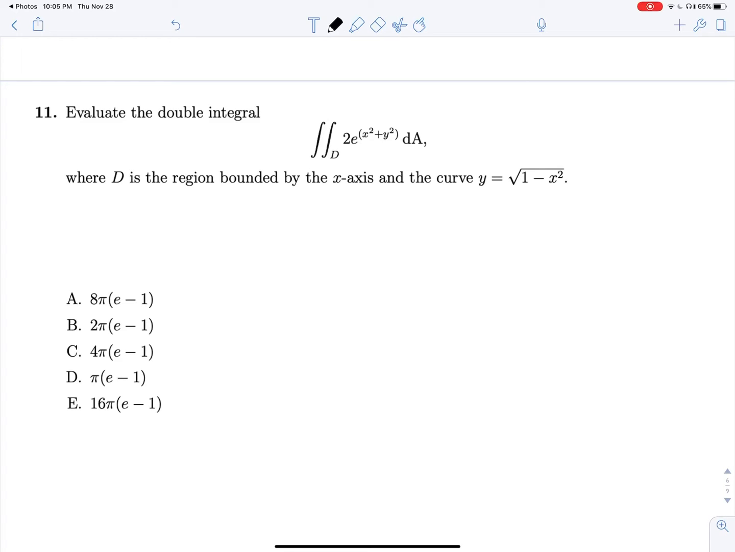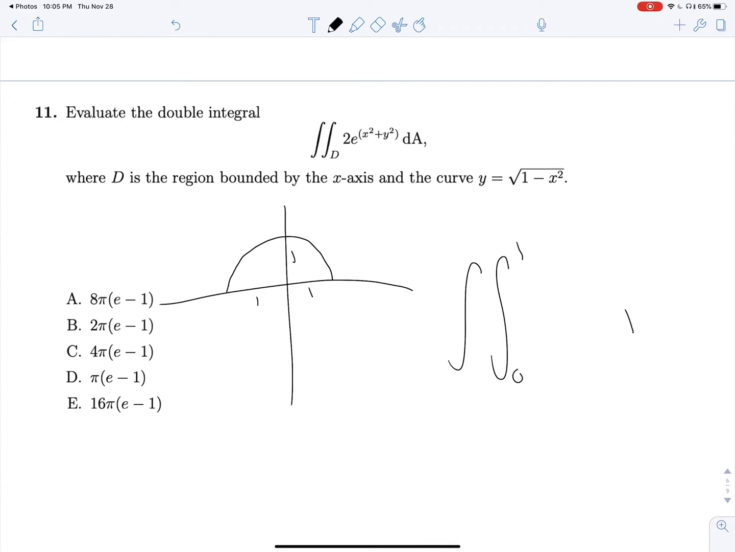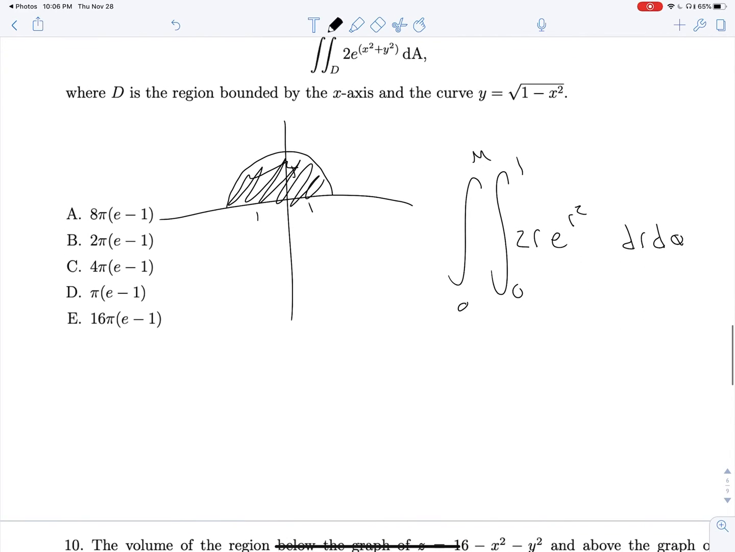Let's evaluate this double integral where D is the region bounded by the x-axis and the curve, the hemisphere of radius 1. So we're bounded by the x-axis, so our hemisphere is going to be this whole upper hemisphere of radius 1 everywhere. And all we have to do now, because we know that our bounds on integration are going to be 0 to 1 r dr, 0 to pi d theta, all we have to do is convert our integrand, which is going to be 2 e to the r squared, which is perfect because we can do some u sub with the r that comes with our dr.